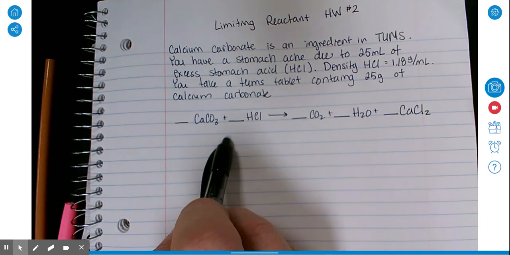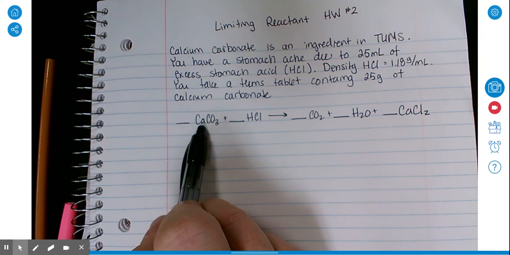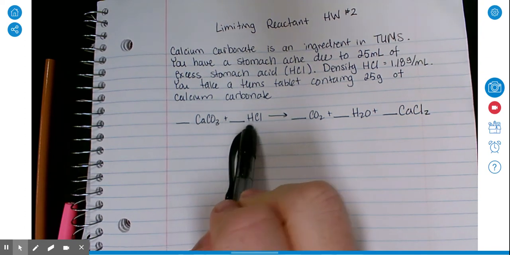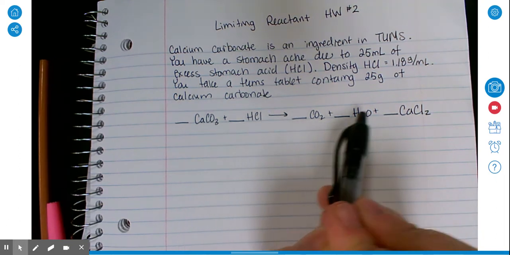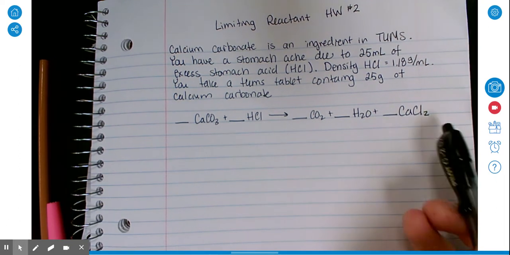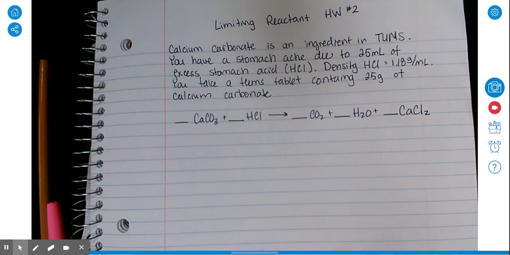The chemical reaction for the calcium carbonate in the Tums reacting with the acid in your stomach is below. They react and form CO2, H2O, and then a calcium salt. Step 1, balance your chemical equation.